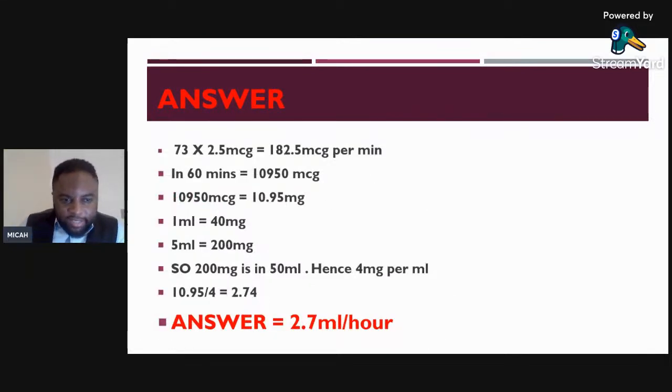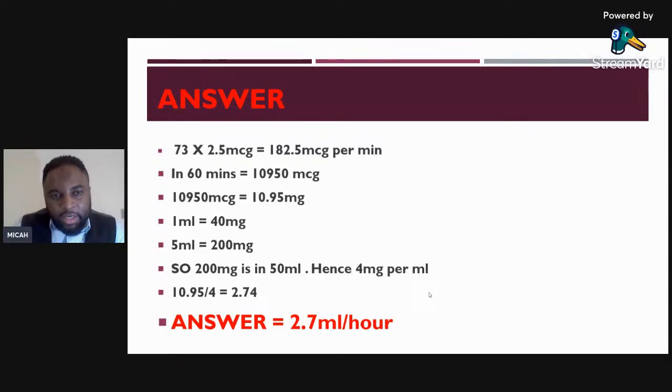Okay, so the correct answer to this question is 2.7 mil per hour. Now, the question says leave your answer to one decimal place, where you have 2.74. That 4 behind the 7 is not up to 5. So because it's not up to 5, we'll put down 2.7 as our answer. If it was up to 5, the answer would have been 2.8. But because it's not up to 5, the answer is 2.7.